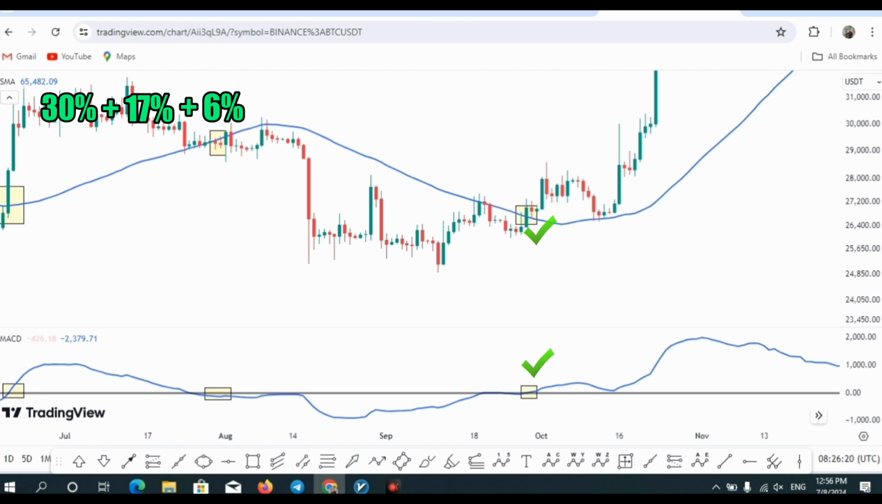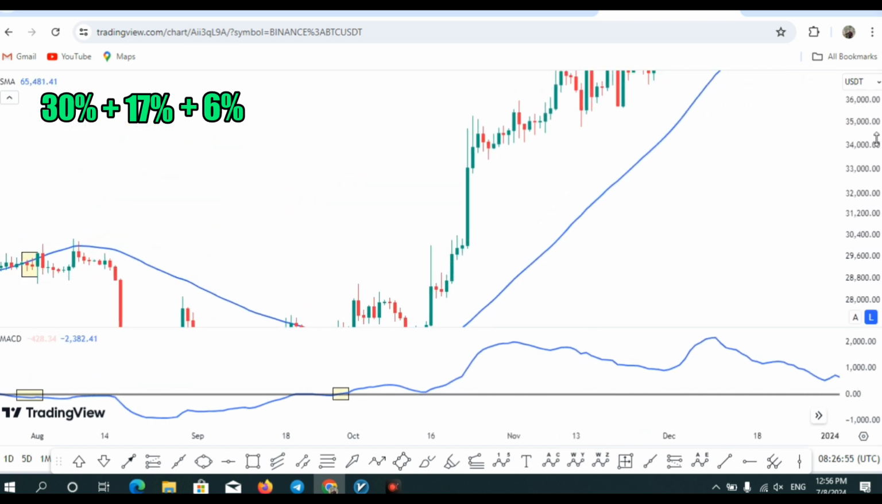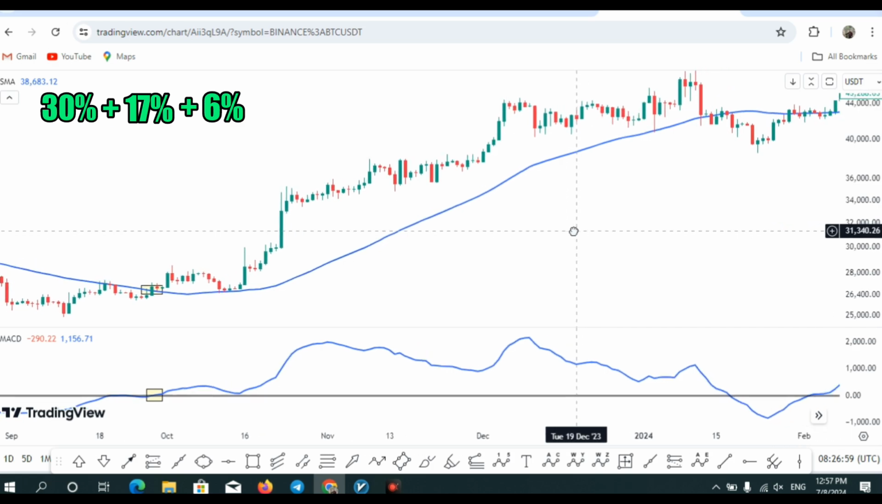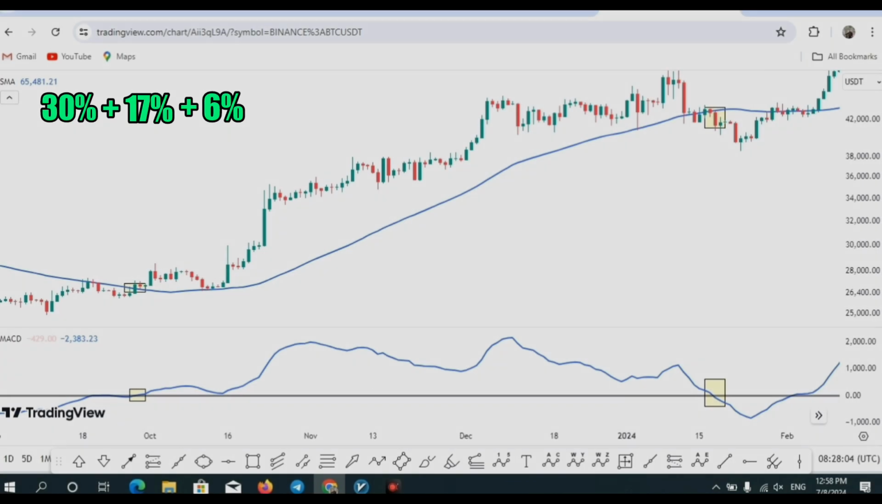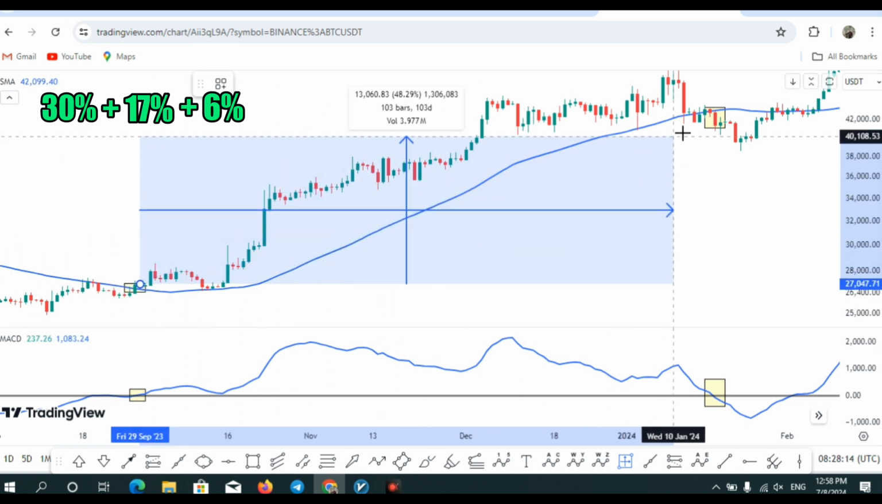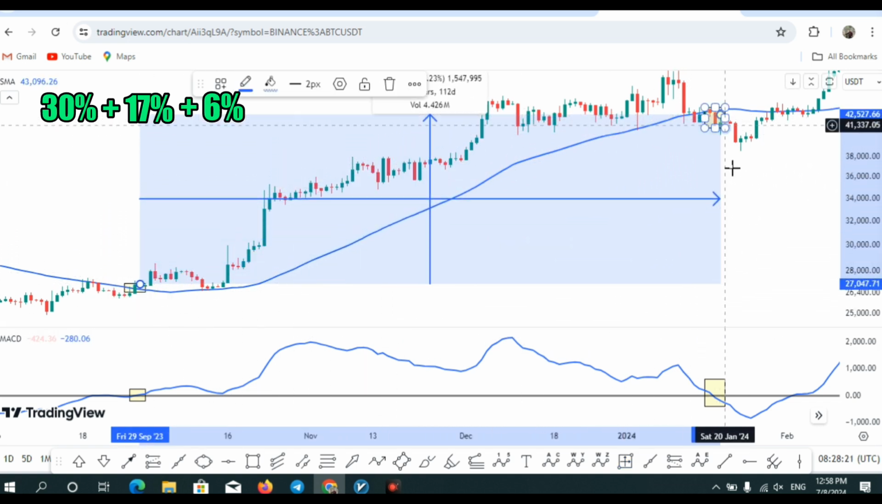A buy position with a strong candle. And in this area, we place a sell position. And we make a great profit of 57% with this big wave.